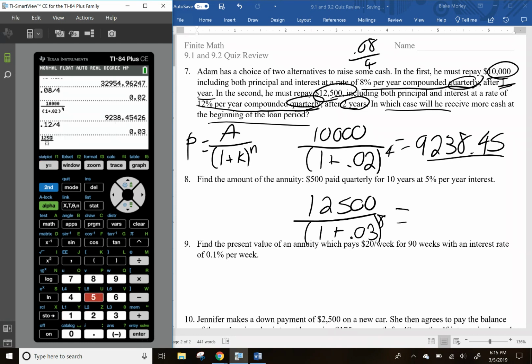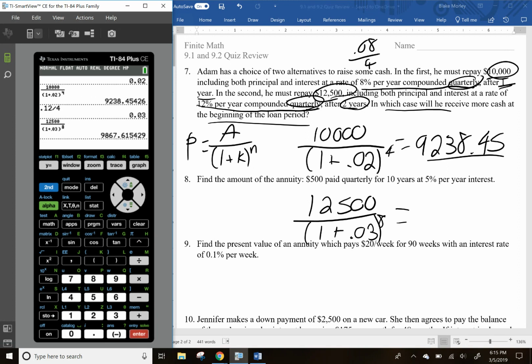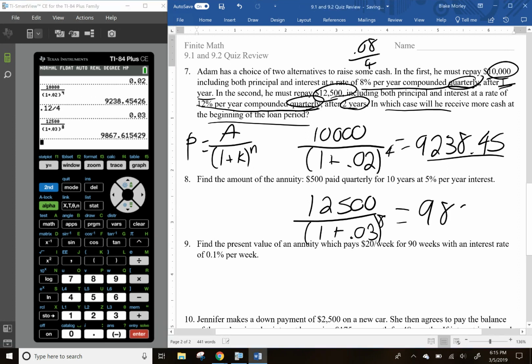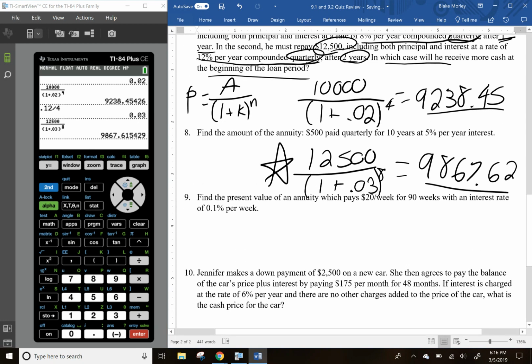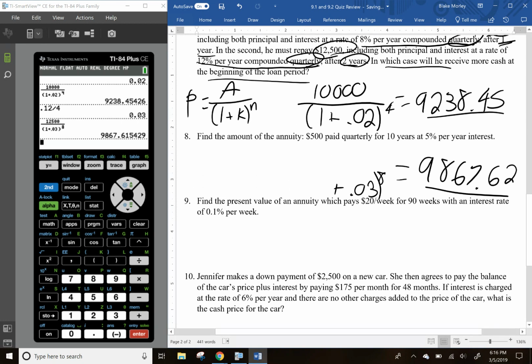That comes out to be $9,867.62. So which one has a bigger present value? Well, the second loan has a bigger present value at $9,867.62.